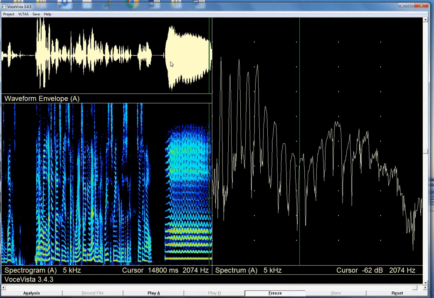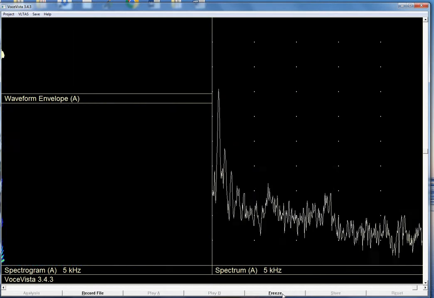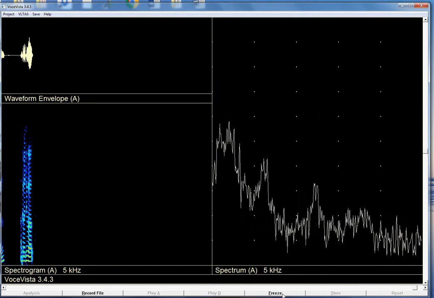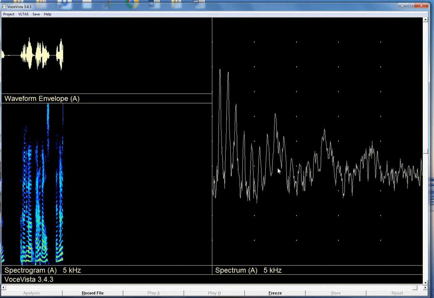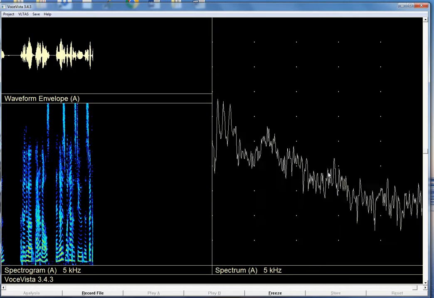Then up here in the upper left corner, this is the waveform. This is literally a graph of the movement of the little diaphragm in the microphone. We won't look too much at that one for now. So as I go back to singing, I'm going to do a pattern of vowels, and notice what happens to the spectrum over here.